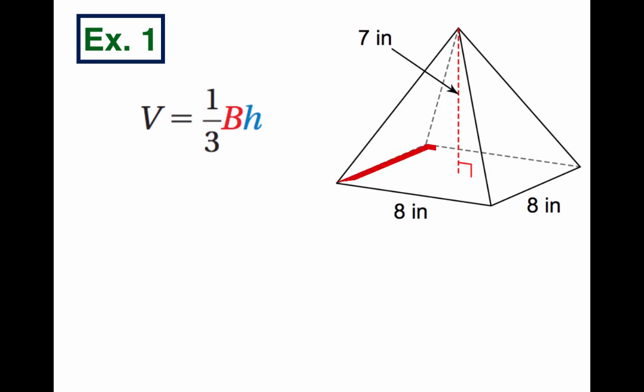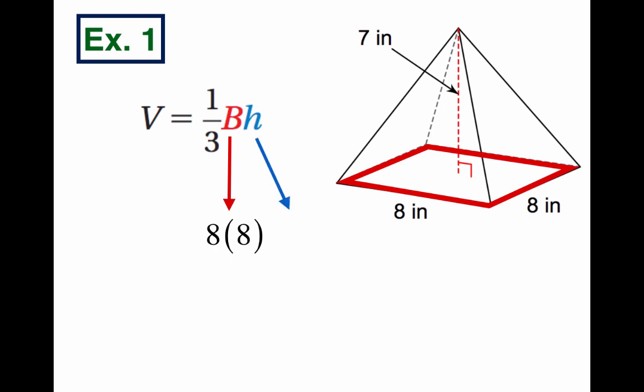So first, we're going to look at the base. The base is a square. It's an 8 by 8 inch square. So to find the area of the base, we're going to do 8 times 8. Then we're going to look at the height of the object. It looks like the height goes from base to top 7 inches. And then we're going to be multiplying it by that 1/3. So we're going to do 8 times 8 times 7, and then we'll get 1/3 of it.